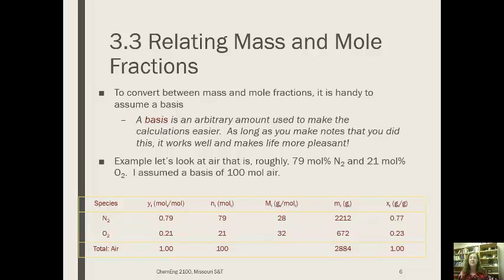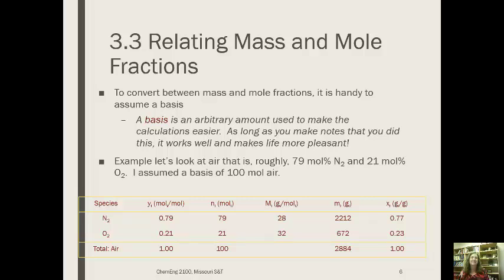If I want to turn that into a mass fraction, I just take the mass and divide by the total mass. So 2212 over 2884, and I get a mass fraction of nitrogen that is 0.77. I get a mass fraction of oxygen that's 0.23. So now if you look at these and relate it to that previous problem, the one with the heavier molecular mass, the mole fraction is relatively smaller than the mass fraction was.